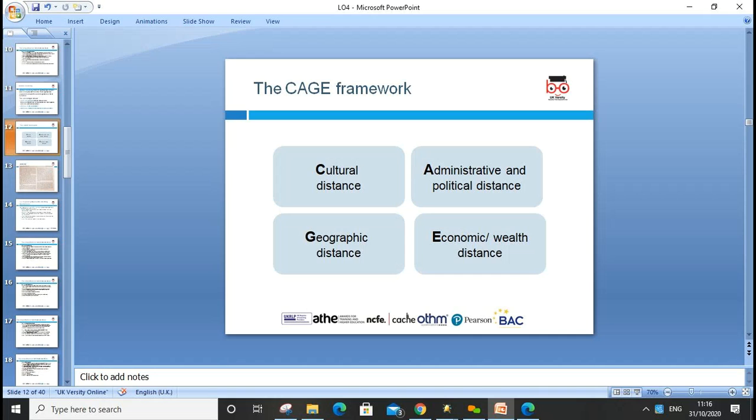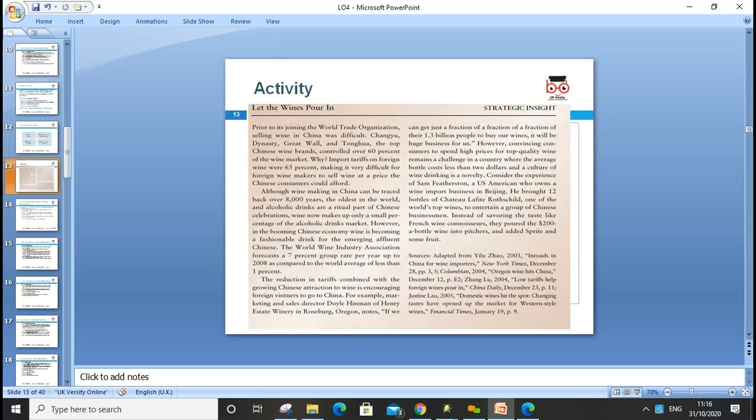Then one other model we use in international trade is the CAGE model, the CAGE framework. You always look at cultural differences, administrative and political distance, because of different political manifestos and ideologies, and geographical distance between your home country and the host country, and economic and wealth distance, like what is the per capita income in those countries. All this really matters.